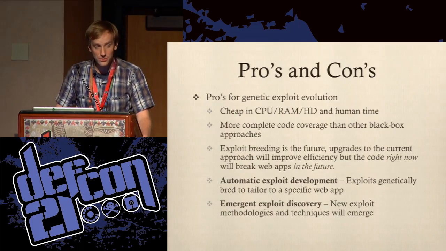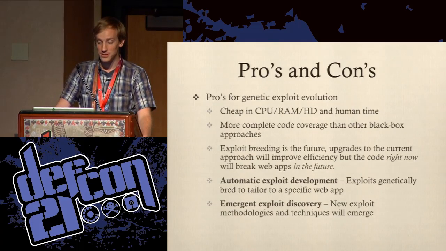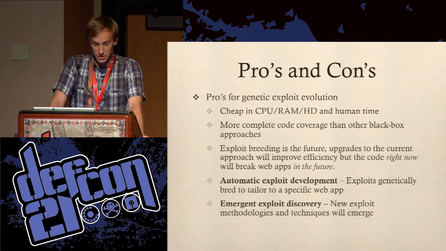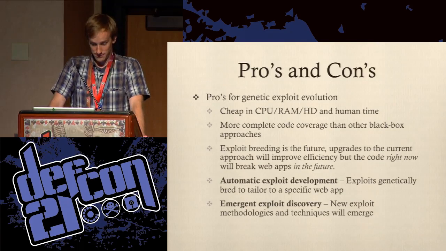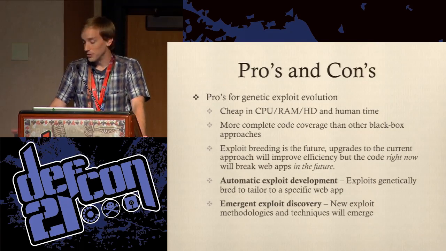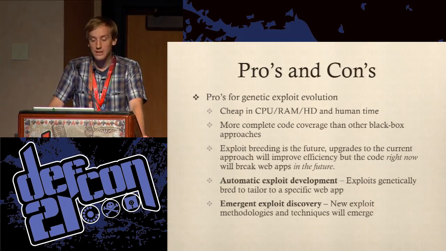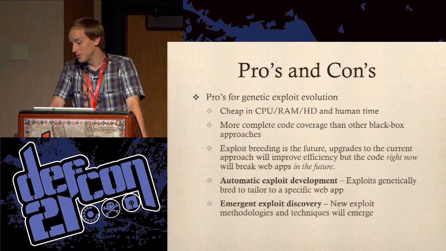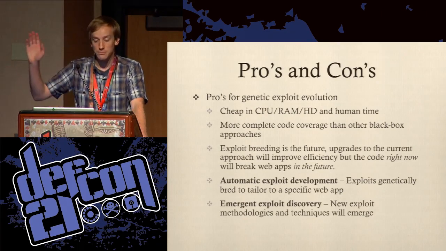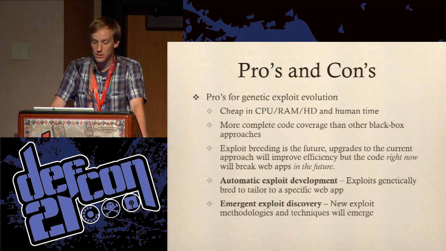But the pros for using genetic algorithms to create exploits are fantastic. They're really cheap in CPU, RAM, hard drive, and human time. You can run that on a Raspberry Pi. Your only limiting factor is the network speed, like how far away are you from the web server? And as far as my time goes, I can just turn it on and it runs. I don't look at it again, it's good.